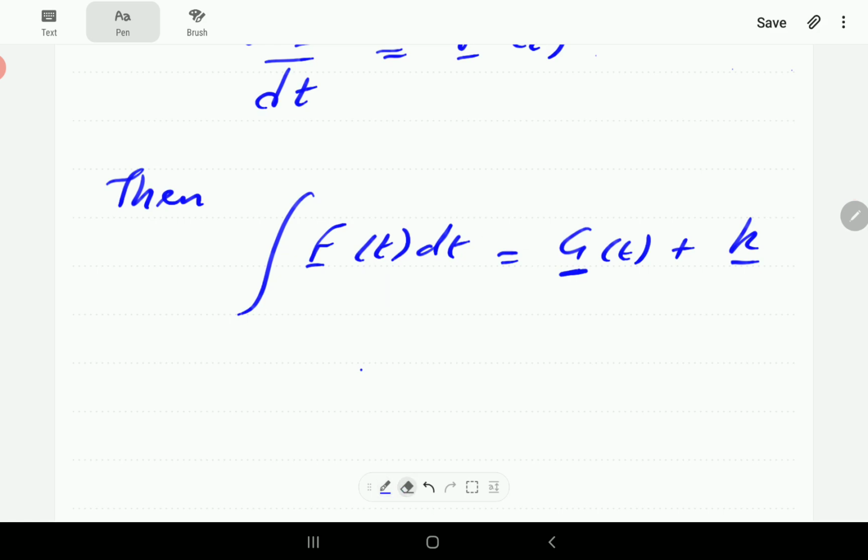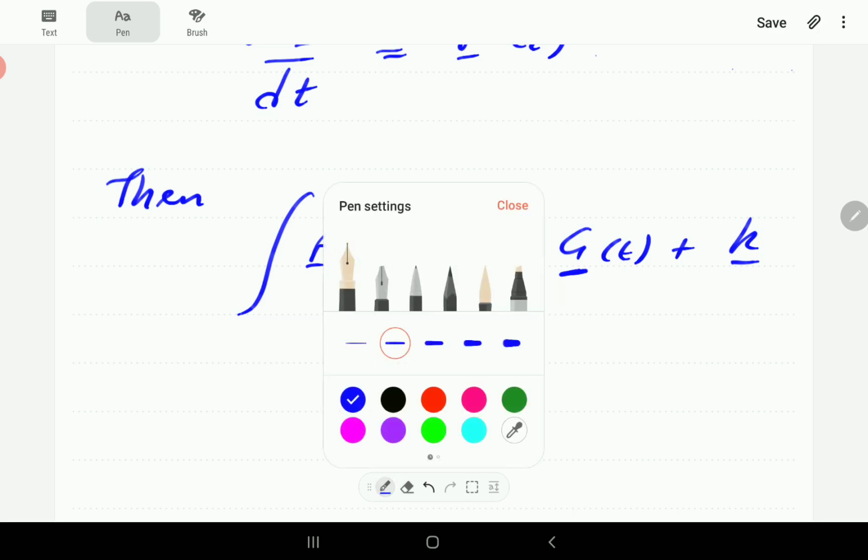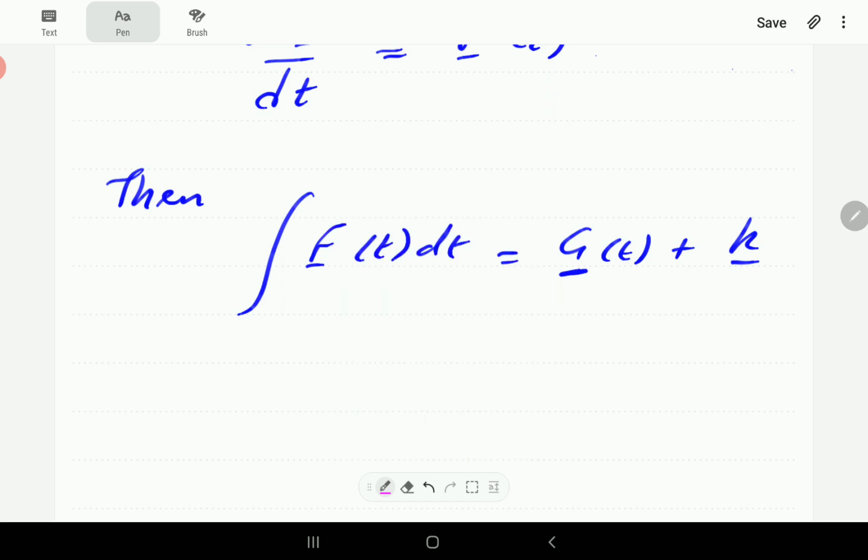So it's kind of similar to what happens with scalar functions. So that is going to be the indefinite integral of f of t, right? There.